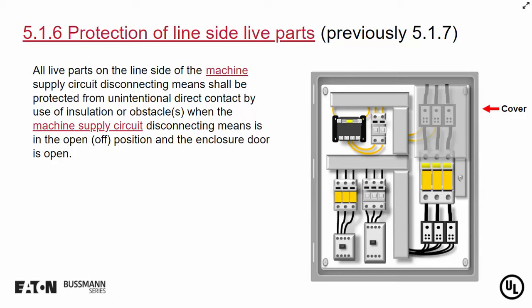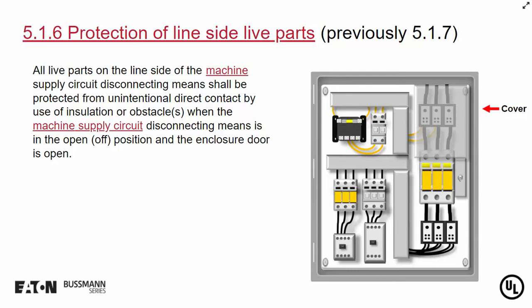And this particular section was titled Protection of Line-Side Live Parts for clarity. Obviously very clear as to what the requirement is. And you can see it reads, shall be protected from unintentional direct contact by use of insulation or obstacles when the machine supply circuit is in the open or off position and the door is open. And in most cases, the manufacturers of disconnects will provide a shield or some kind of protective device that can be installed over the terminals after the wiring is accomplished.